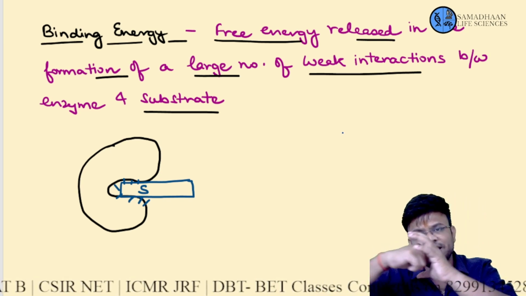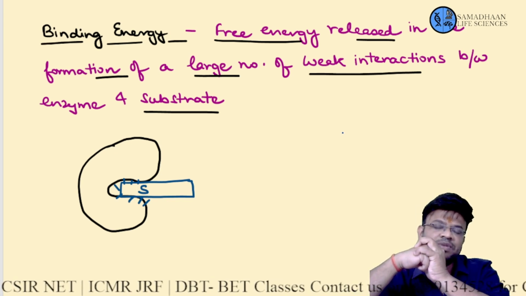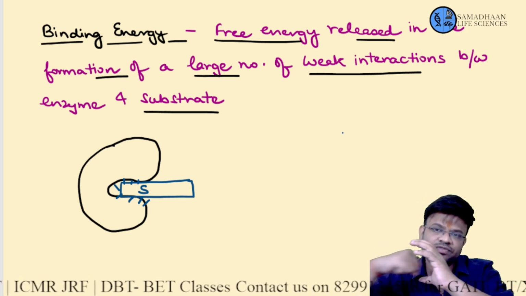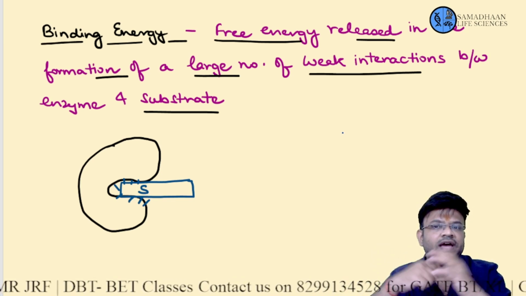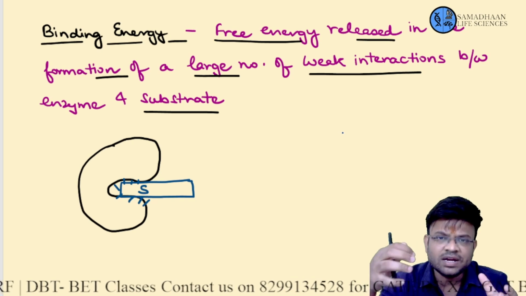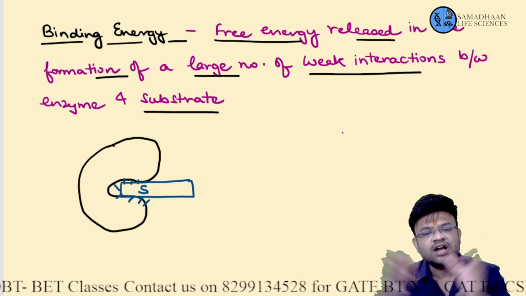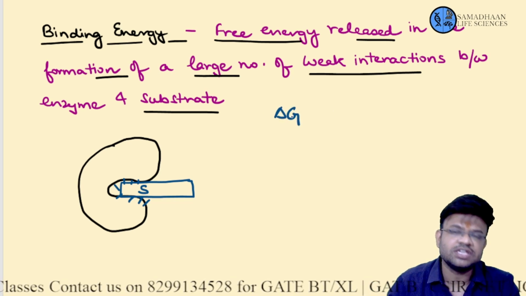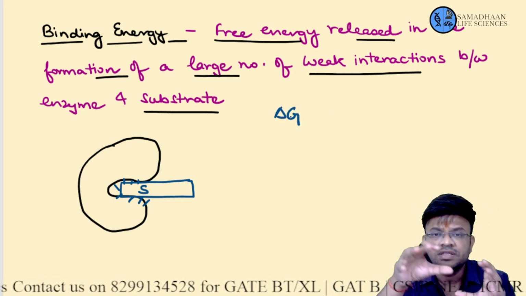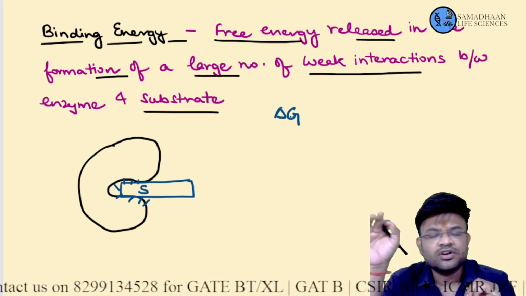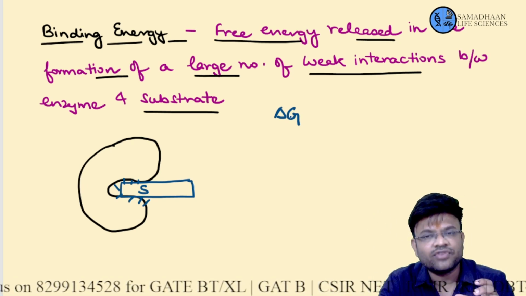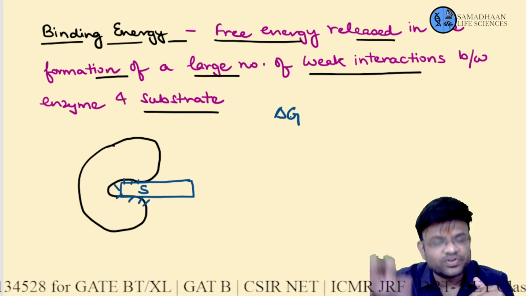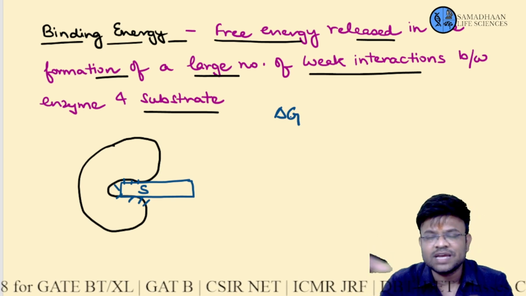When the substrate is bound to the enzyme, weak interactions are formed between the active site of the enzyme and the substrate, and the formation of these weak interactions leads to a release of a large amount of free energy, and this free energy is referred to as delta G. Now, this free energy has a very important role in the functionality of an enzyme. I will be telling about the connection between this released free energy and the activity of the enzyme in just a moment.